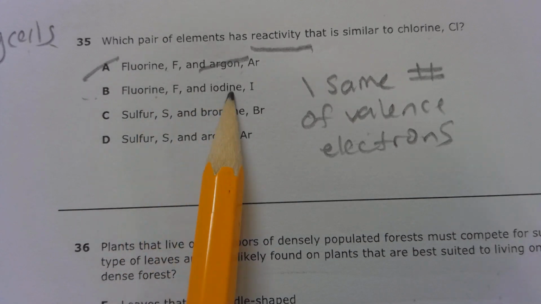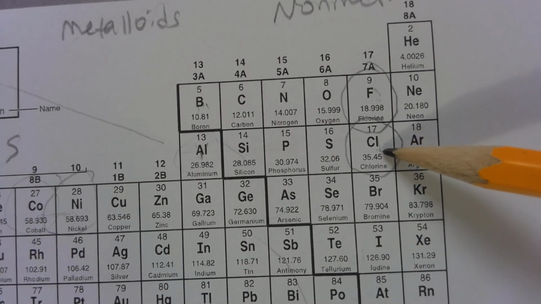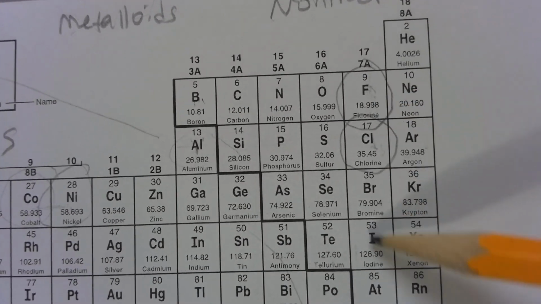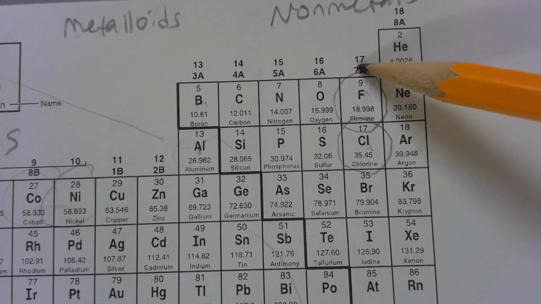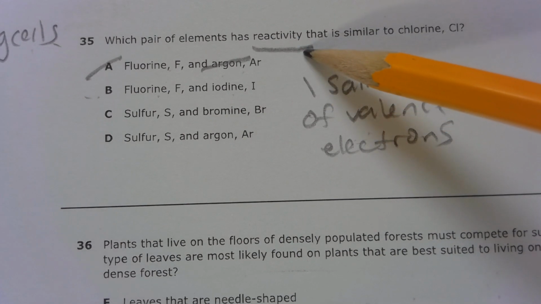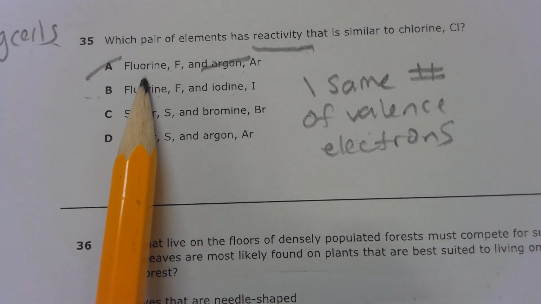Looking at B, fluorine and iodine. So here's chlorine again, there's fluorine, and there's iodine. They both are in the same column, which means they both have 7 valence electrons, which means they would both react the same. So your answer choice there is B.